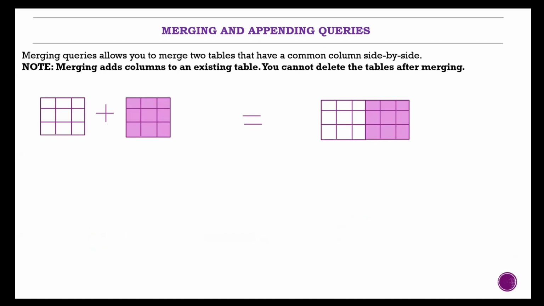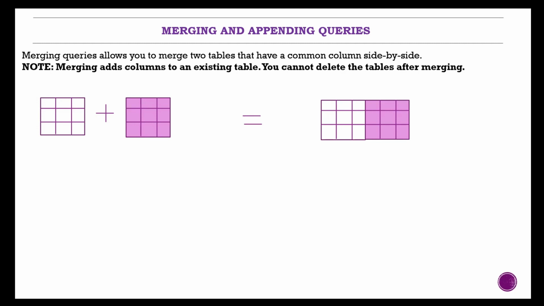I want every one of us to understand these 2 features that are available in the Power Query Editor, which are the merging queries option and the appending queries option. Now, merging queries allows you to merge 2 tables that have a common column, side by side. Merging queries adds columns to an existing table, and you cannot delete the tables after merging.